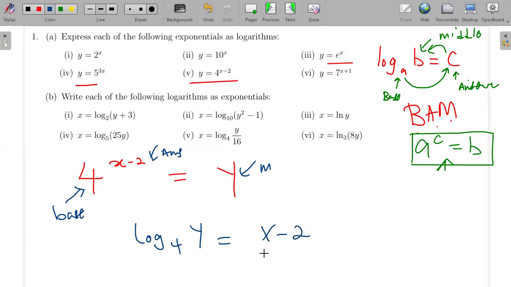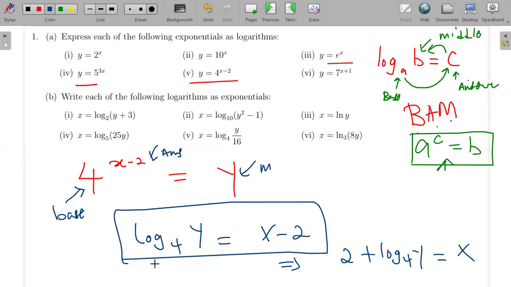Okay, so that will be our answer there. Any questions there? If you want, you can write it as 2 plus log base 4 of y is actually equals to x. So you can write it as this, or you can just leave it the way it is here. Any problems there converting from exponentials to logarithms? It's very simple, right?